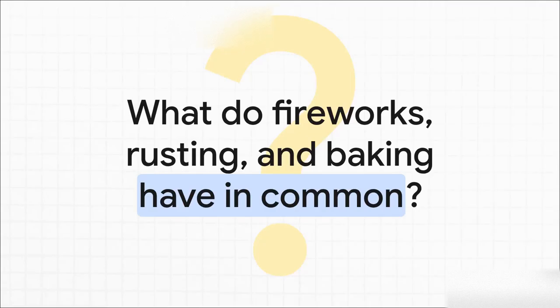So, what is it? The answer is that all three are examples of a chemical reaction. It's really just a process where your starting substances, we call those the reactants, rearrange their atoms to become totally new substances, the products, with brand new properties.